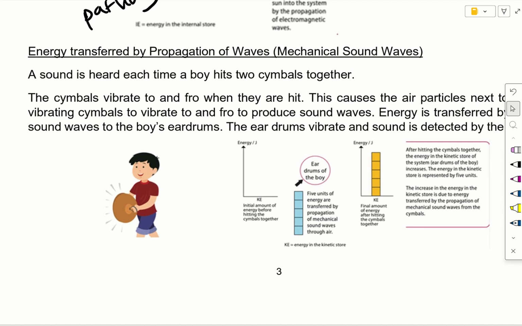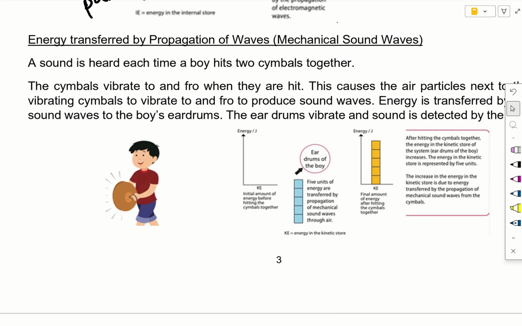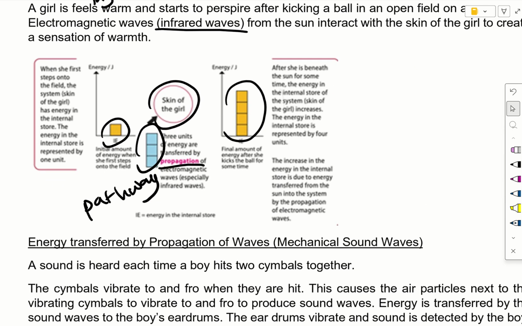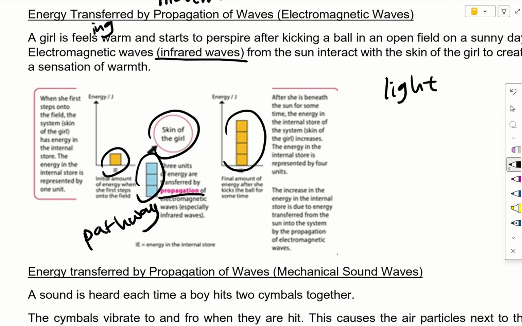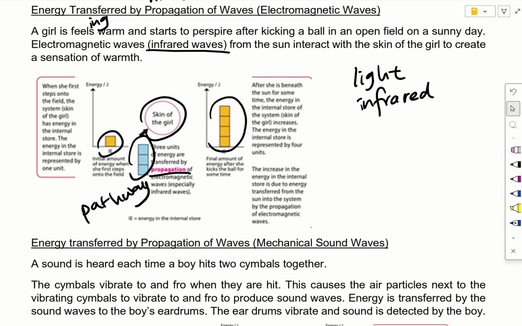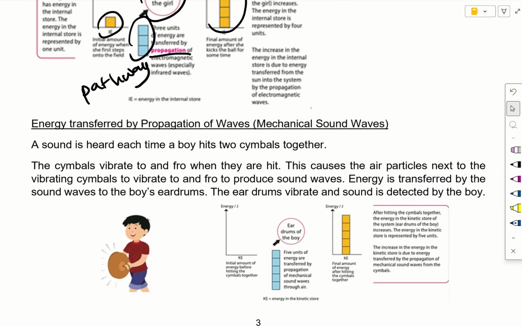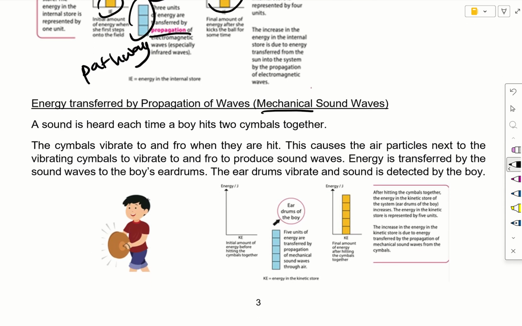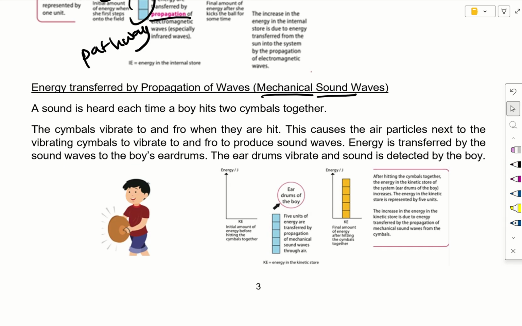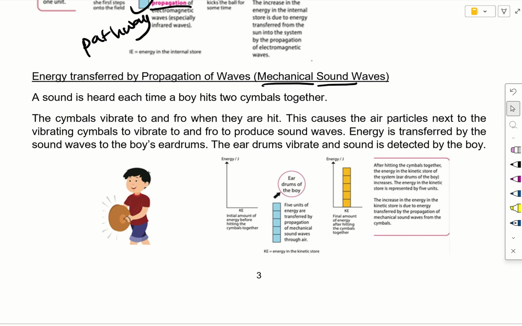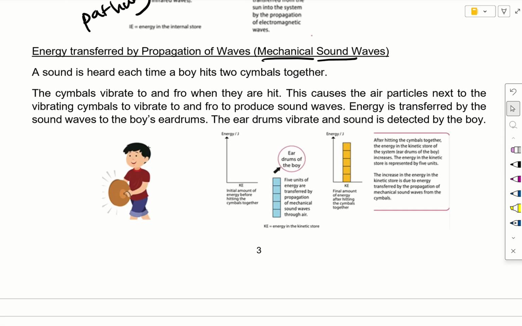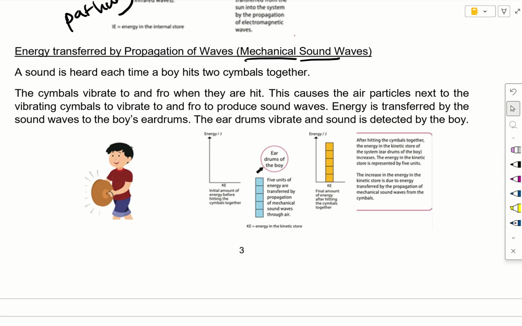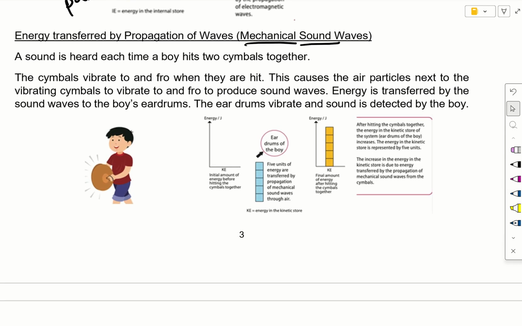Next, energy transferred by propagation of waves, mechanical sound waves. Before that, it was electromagnetic waves. Light falls under EM waves, infrared as well. In total there are 7 components of the EM waves. But now we are talking about mechanical sound waves. Sound is a mechanical wave. Sound is heard every time a boy hits 2 cymbals together. The cymbals vibrate to and fro. When they are hit, this causes the air particles next to the vibrating cymbals to vibrate to and fro to produce a sound wave. Energy is transferred by the sound wave to the boy's eardrum. So the boy's eardrum is the object that we are looking at.